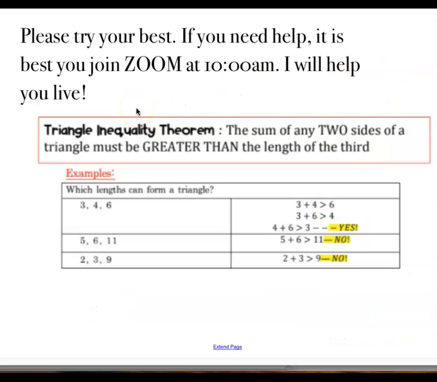Remember to try your best. If you need help, it's best you join Zoom at 10 a.m. I will help you live. Remember the triangle inequality theorem. The sum of any two sides, sum meaning addition, has to be greater than the length of the third. Okay, this will help you with the whole first part of the form. If you have any questions, please email me.